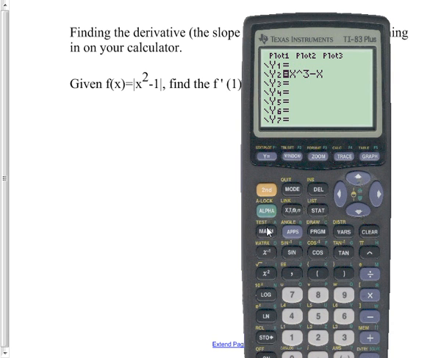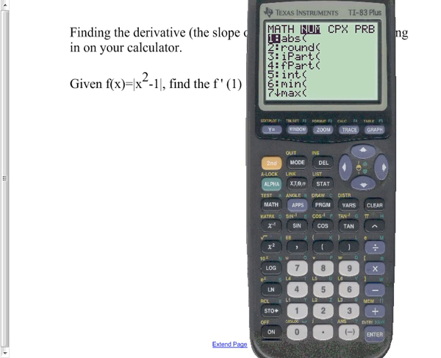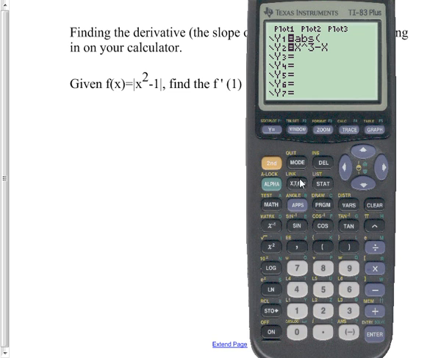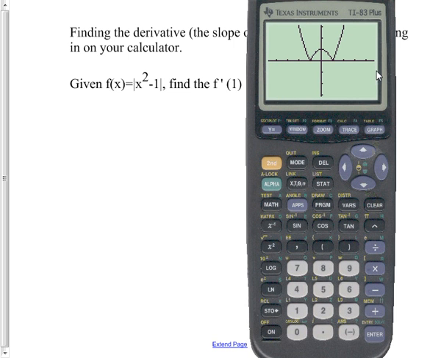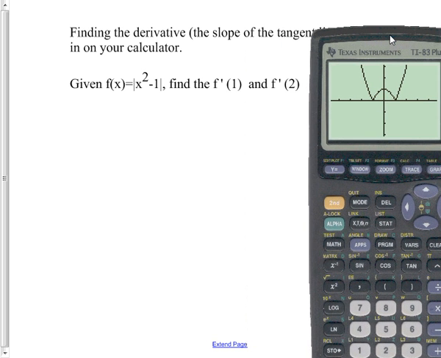So we're going to graph the absolute value of x squared minus 1. And it says find f prime of 1 and f prime of 2. Well, remember, f prime of 1 or f prime of 2 is just saying find the derivative, or the instantaneous rate of change, or the slope.